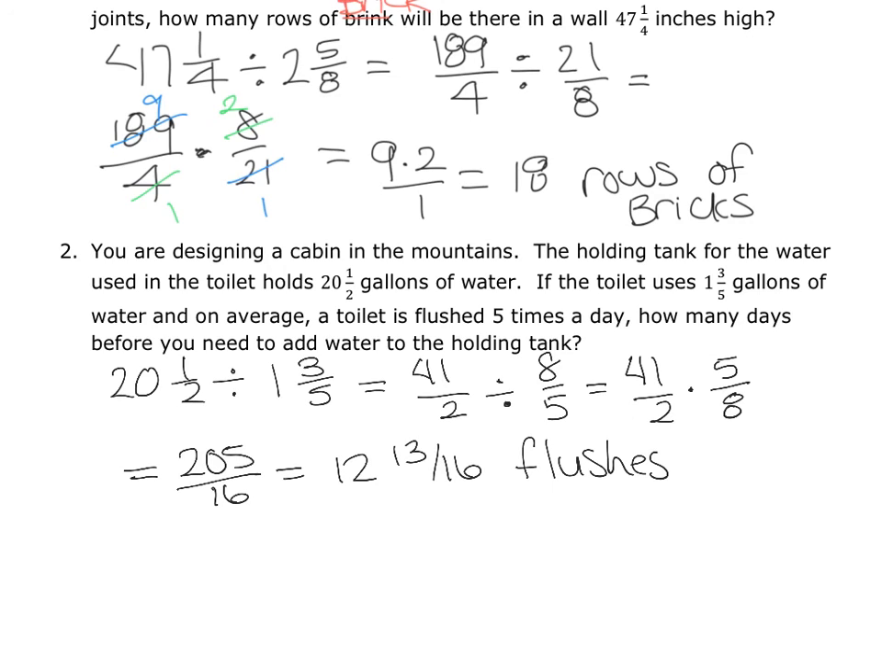The question asks you, if the toilet is flushed on average 5 times a day, how many days can you go before you need to add water? So if you can do 5 flushes a day, and you get a total of 12 flushes, your final answer is after 2 days, you need to add more water.